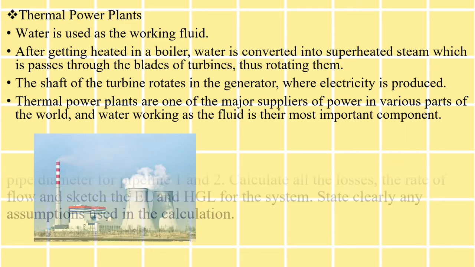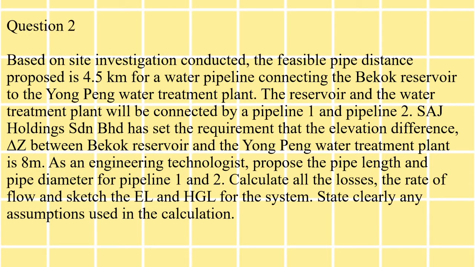For question 2, based on the site investigation conducted, the feasible pipe distance proposed is 4.5 km for a water pipeline connecting the Bekok Reservoir to the Yongpeng Water Treatment Plant. The reservoir and the water treatment plant will be connected by pipeline 1 and pipeline 2.